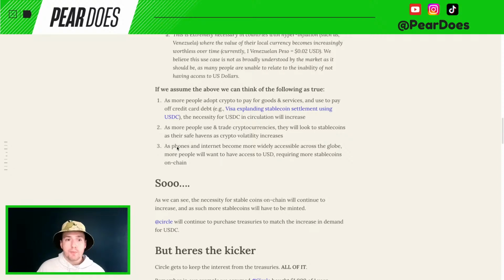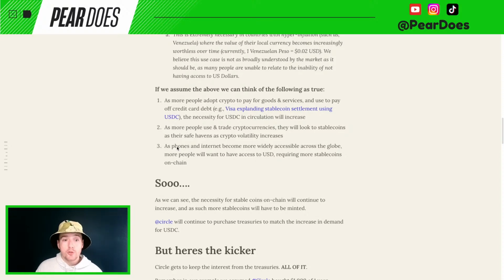If we assume the above, we can think the following is true. As more people adopt crypto to pay for goods and services and use it to pay off credit card debt, and Visa has expanded stablecoin settlement to using USDC, the necessity for USDC in circulation will increase, right? So as more people use these to pay for goods and services, people are going to want more USD in circulation so that they continue to use the cryptocurrency or the stablecoin.